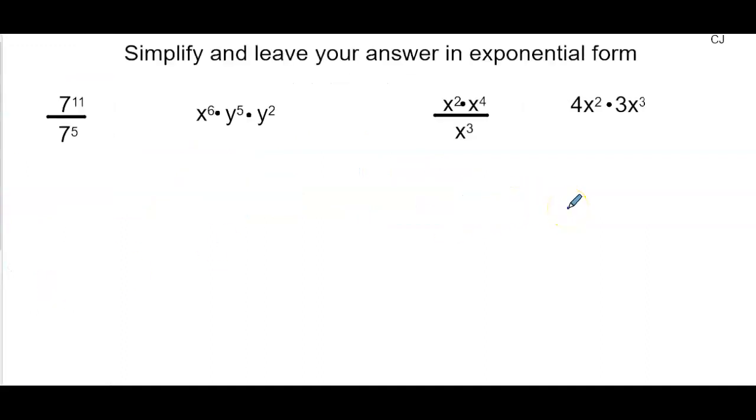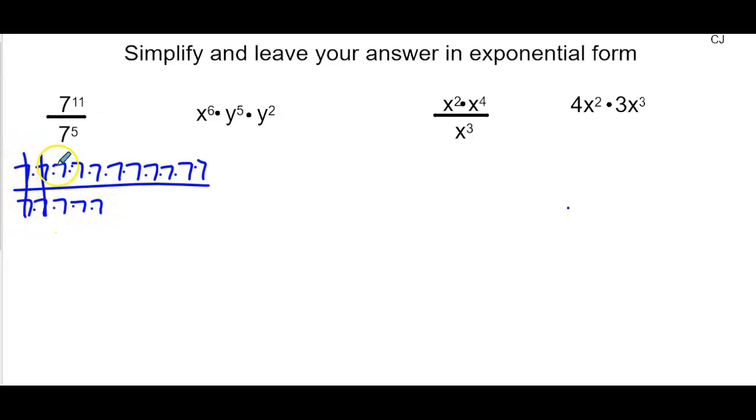Moving right along. Again, you can pause it if you want to try these first. It says to simplify and leave your answer in exponential form. So here we have 11 sevens on top and then 5 sevens on bottom. I'm not going to write this out every single time, but what's going on here is you have 1, 2, 3, 4, 5, 6, 7, 8, 9, 10, 11 on top, 5 on bottom.